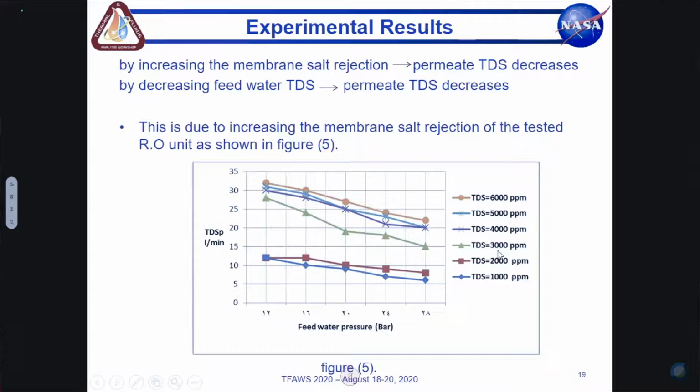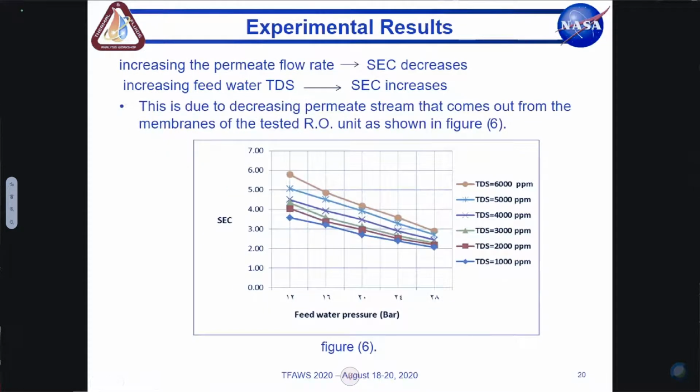Another result, by increasing the membrane salt rejection, permeate total dissolved solids decreases. And when decreasing the feed water total dissolved solids, permeate total dissolved solids also decreases.